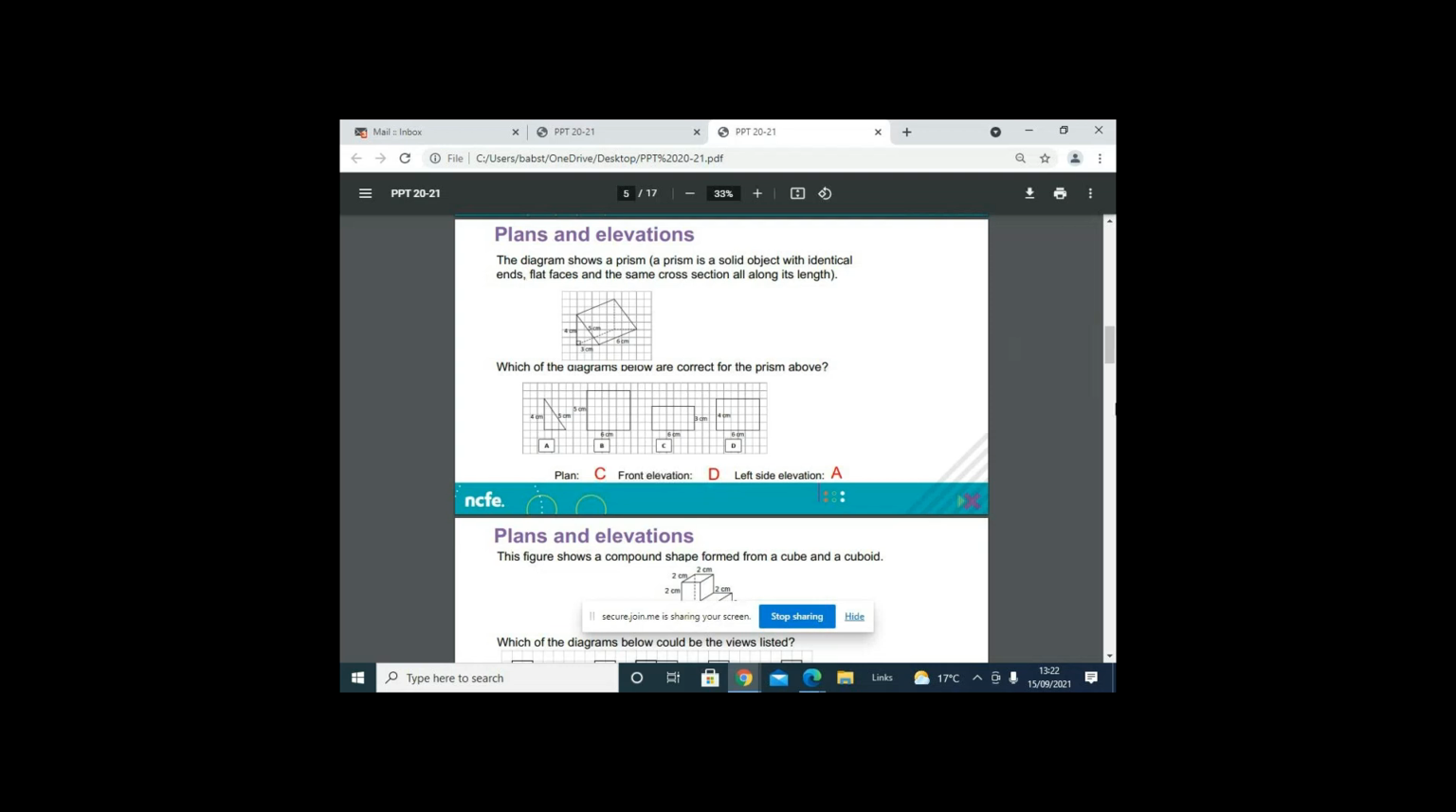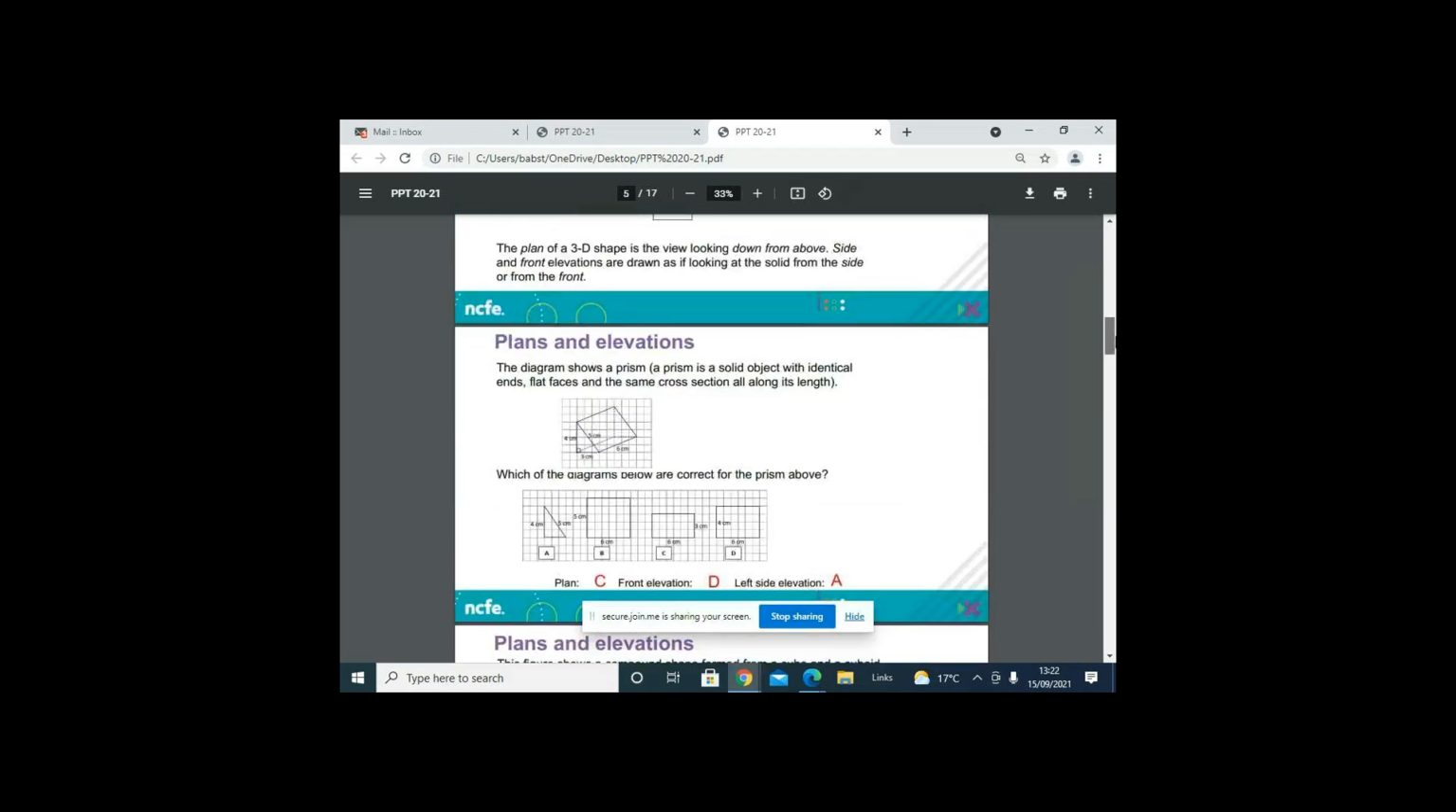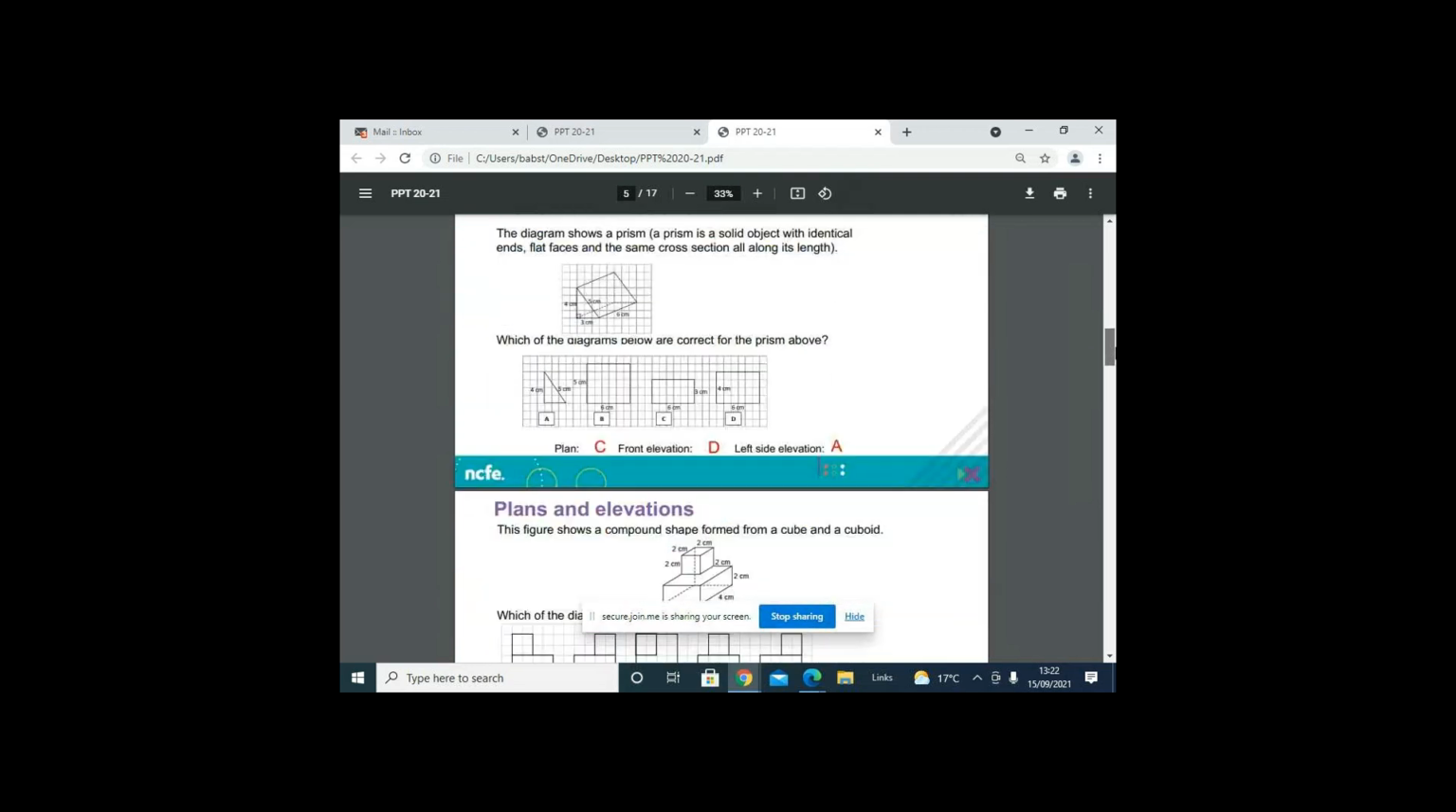The front elevation, as I told you earlier, is what the shape looks like in the front. So if you go down here, what does the shape look like at the front? If this is a side, looking at the front, it's going to be A. This left side elevation is A. The front elevation is going to be G. That is when you are facing this, how does the shape look? So it's going to be 4, 5.